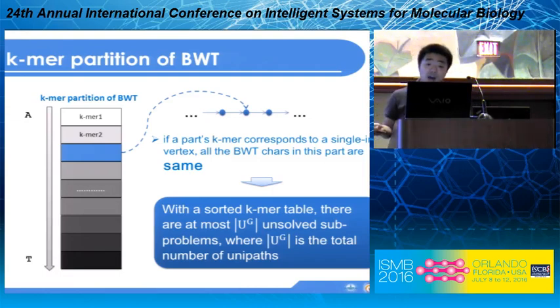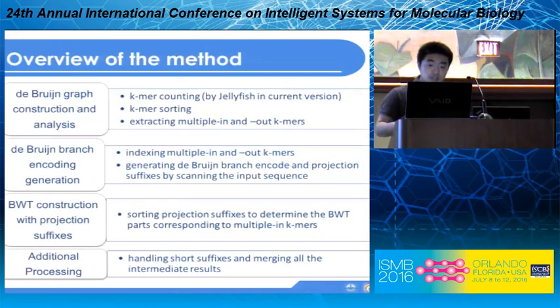Thus, if we have all the k-mers of the input sequence, the k-mer partition of the BWT can be easily constructed by sorting the k-mers. And with a sorted k-mer table, there are at most UG unsolved parts. I mean, UG is the total number of the unipaths. So based on these two techniques, we developed deBWT. Mainly, deBWT constructs the BWT for the input sequence in 3 steps.